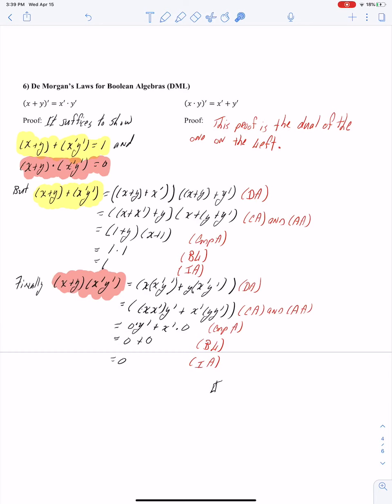Well, that's all I'm going to talk about with respect to Boolean algebras. You should be all ready to do the next homework set.